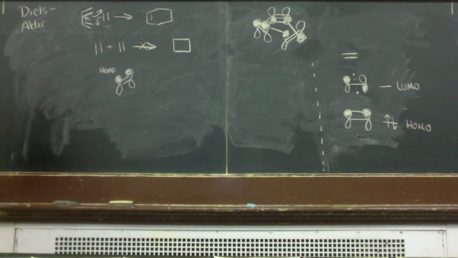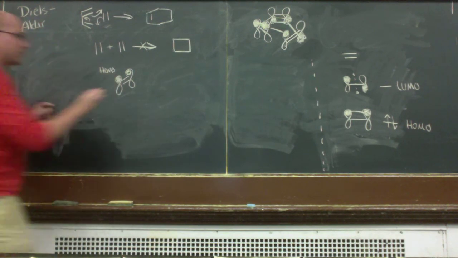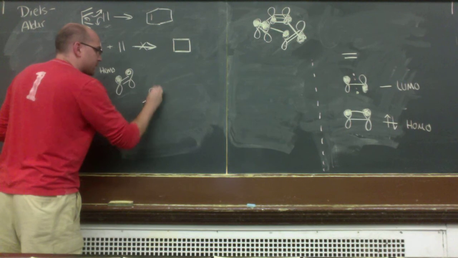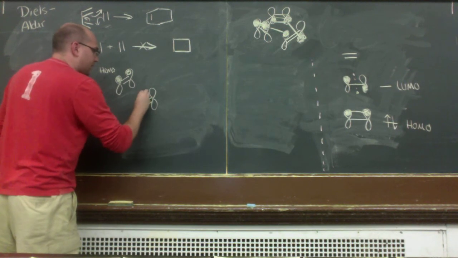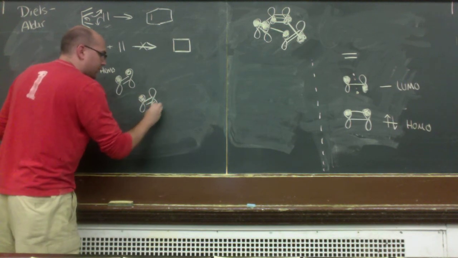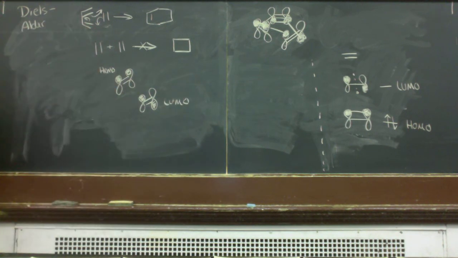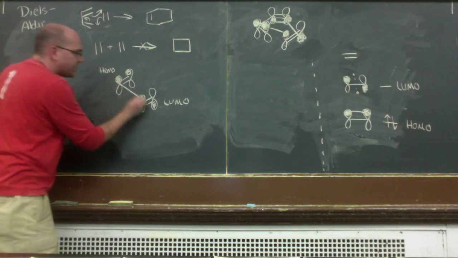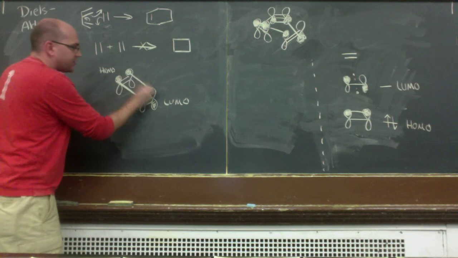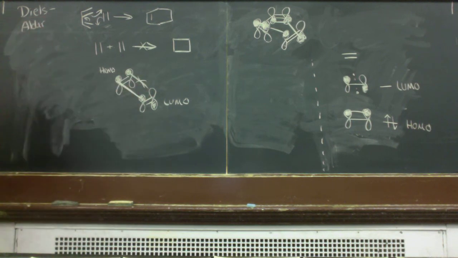So what we'll do is we'll take the HOMO of one, and we'll take the LUMO of the other. Again, the HOMO is the highest energy orbital that has electrons, and the LUMO is the lowest one that doesn't. What you see is that one side matches up, but then the other side doesn't. And so 2 + 2 reactions actually don't work thermally.